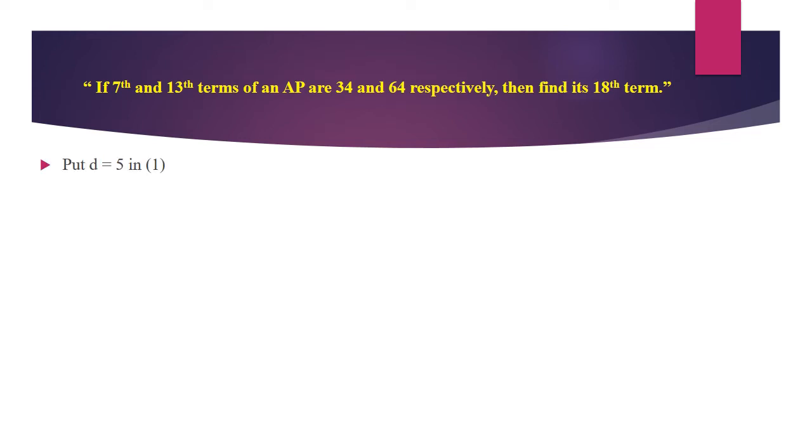Now put d is equal to 5 in equation 1. When I do that, I get a plus 6 into 5 is equal to 30. When I further solve it, I get a is equal to 34 minus 30. Therefore, I am obtaining the value as 4. Now, I will represent this a is equal to 4 in a box.